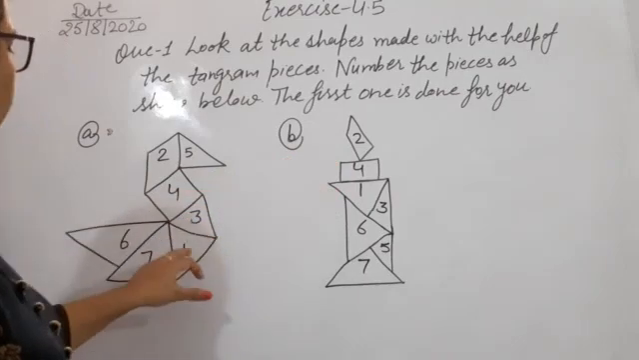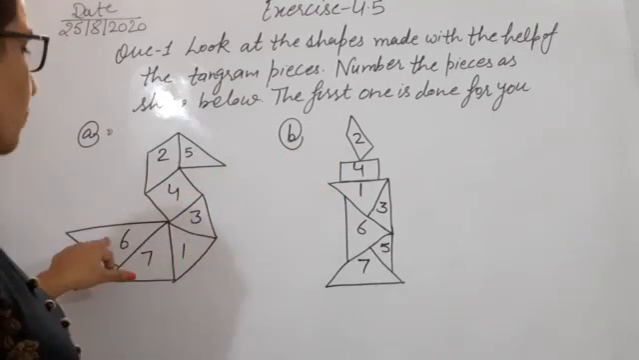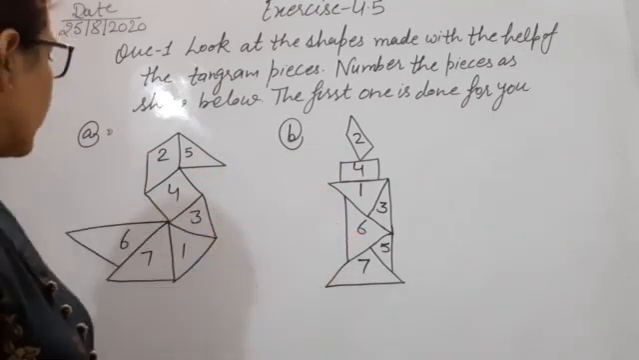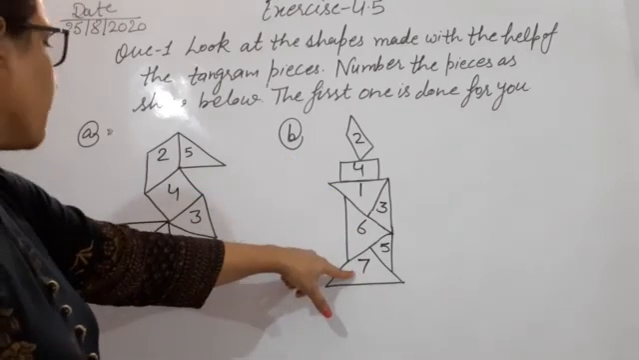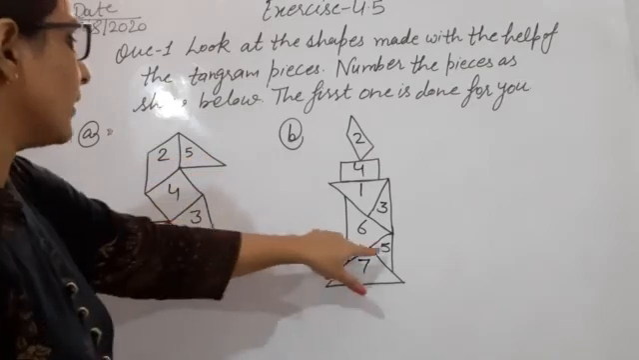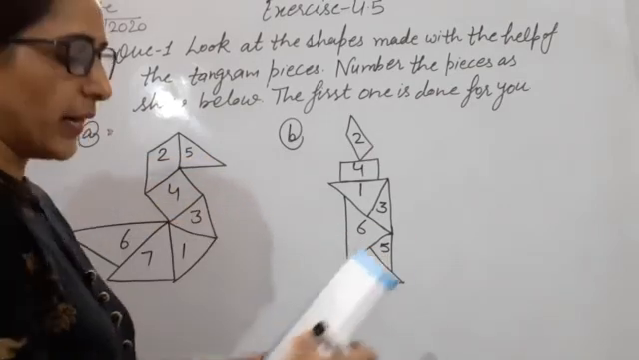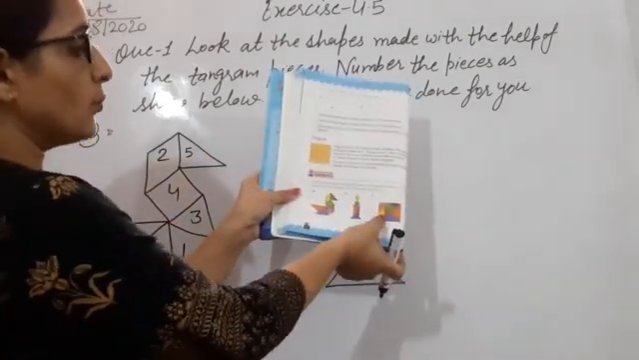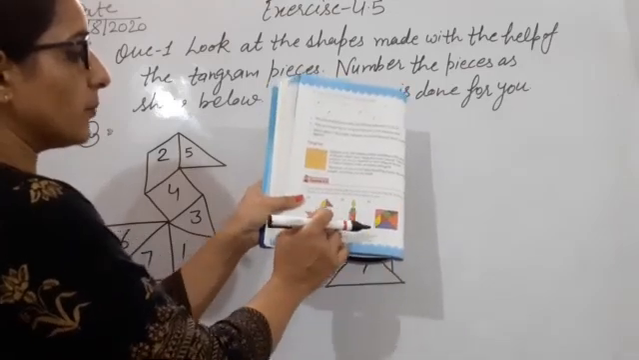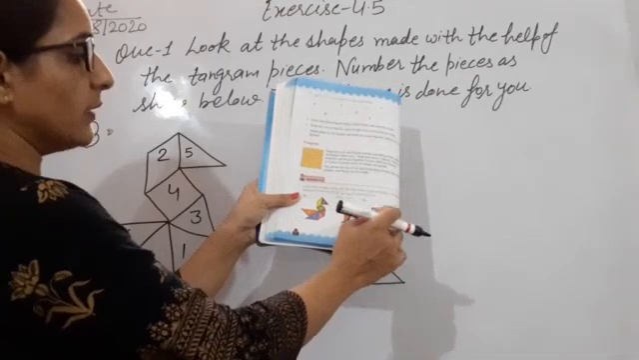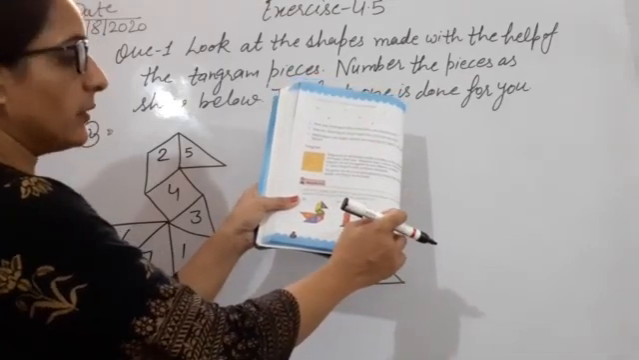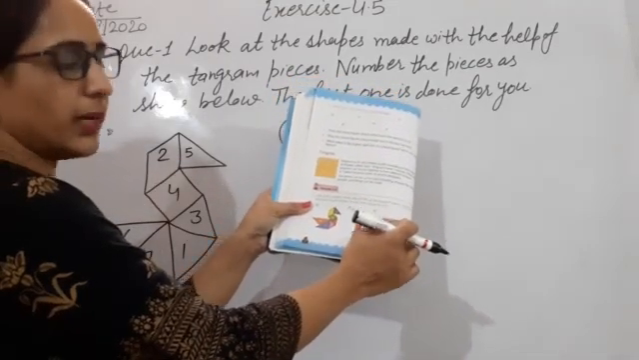The triangle like your 1. Clear? This big triangle there is the 6. Clear? And this triangle is your 7, and this one triangle is your 5 here. And part C is also given in your book. By using these numbers you make the shape here and then you write the number inside it. Clear all of you? That is your question number 1.